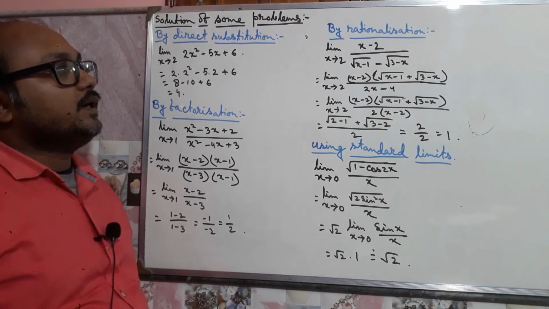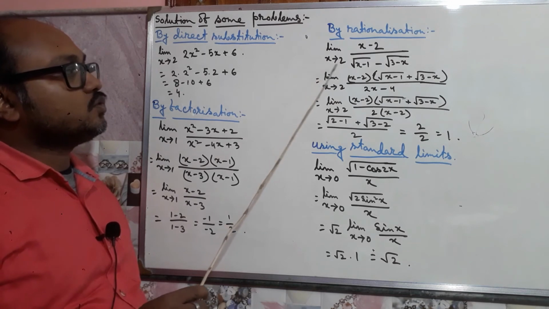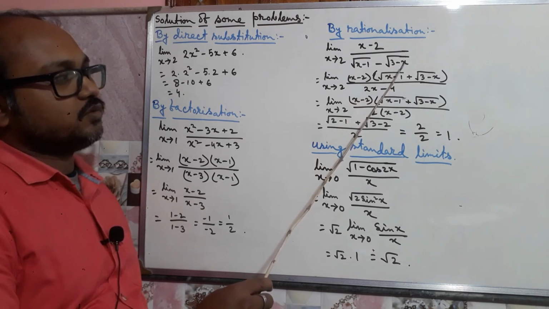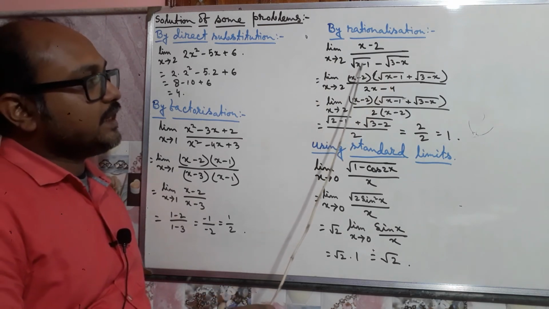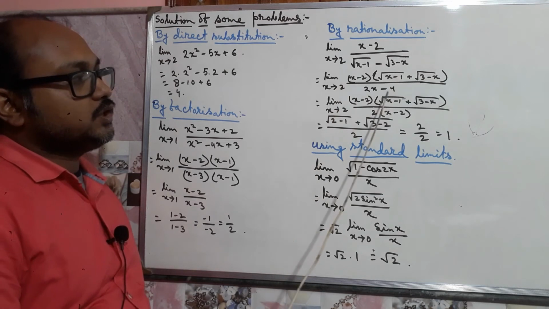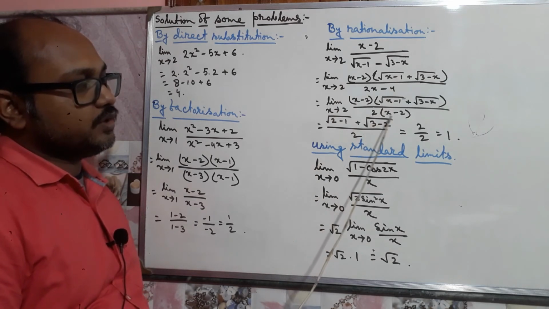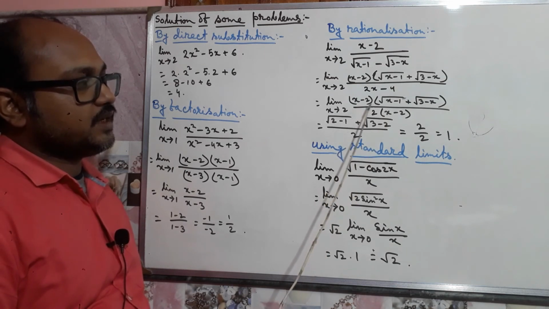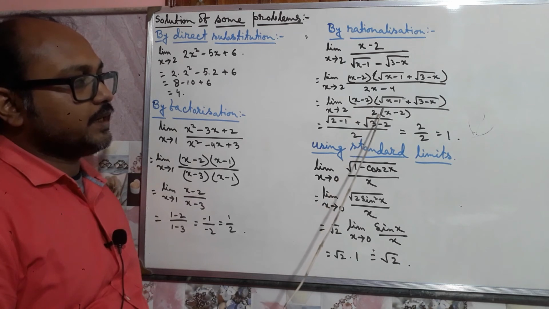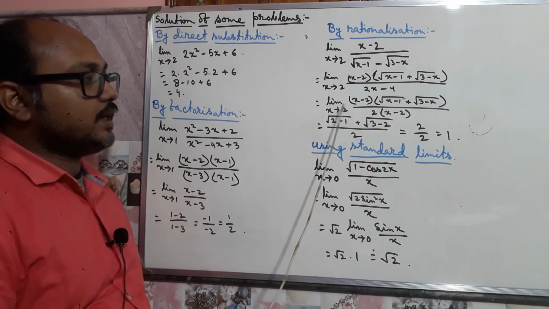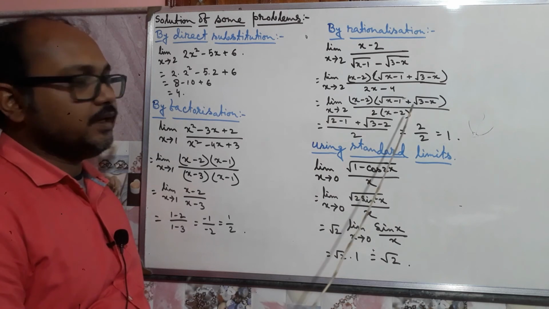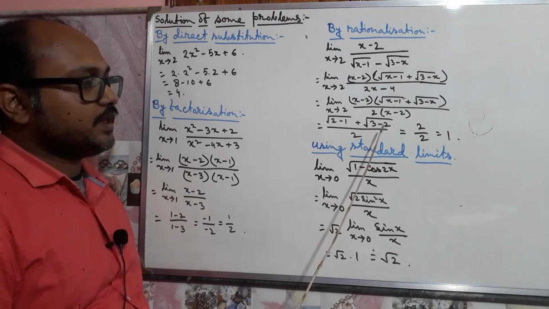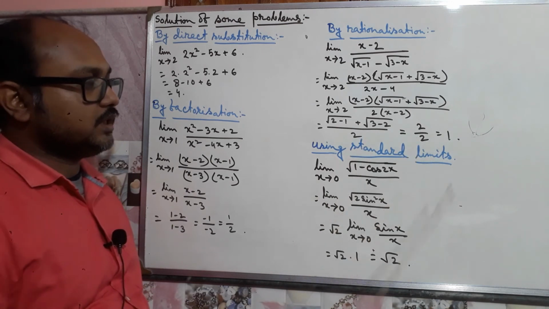Now method of rationalization. Limit x tends to 2, x minus 2 by root over of x minus 1 minus root over of 3 minus x. If we rationalize this denominator, taking common 2, it will be 2 into x minus 2 in the denominator. You see, this x minus 2 factor will be eliminated from the numerator and denominator. Put the limiting value directly in the rest part, it will be root over of 2 minus 1 plus root over of 3 minus 2 by 2, that is 2 by 2, that is 1.